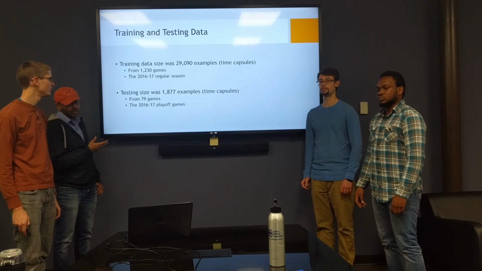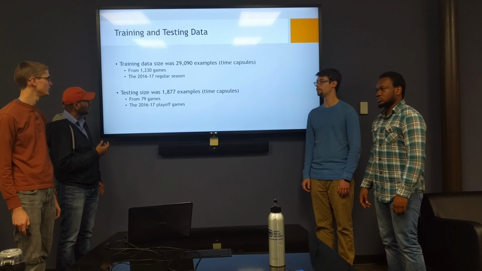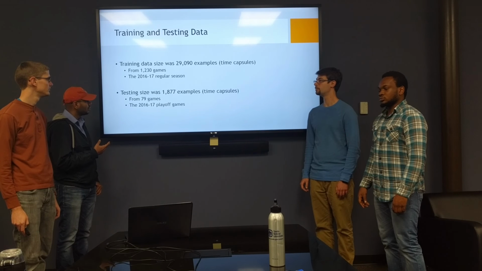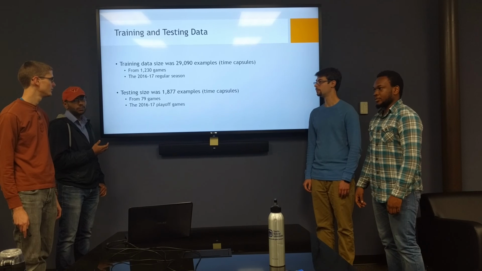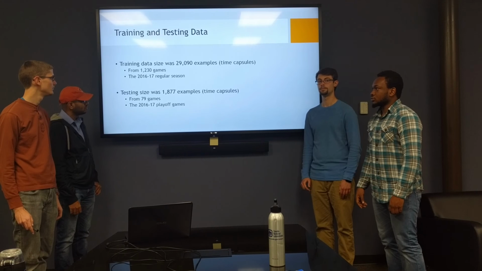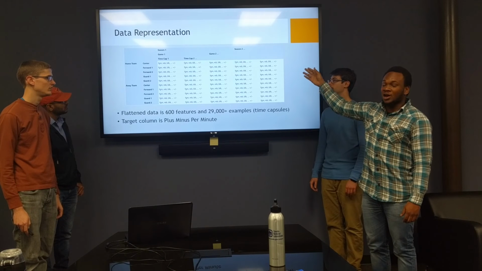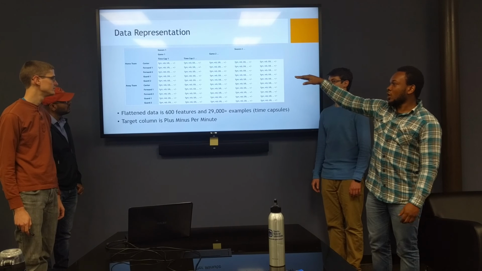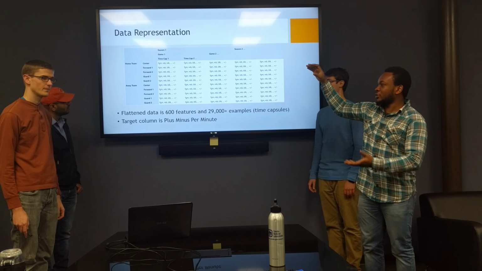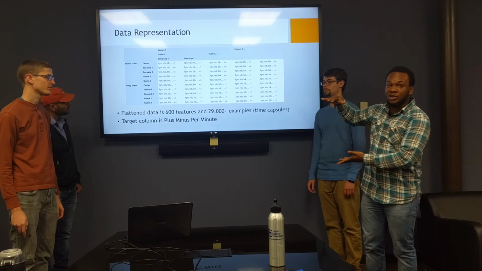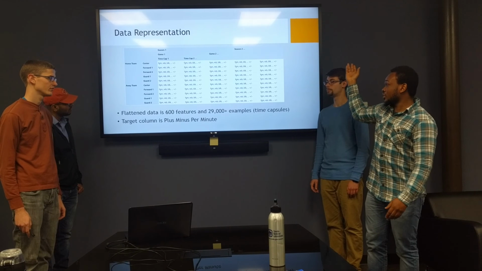So the training data that we use has about 29,000 examples from about 1230 games from the 2016 to 17 regular season. The testing data has about 1,900 examples from 79 games from the 16 to 17 playoff games. As you can see, this is the view from our model. On the columns we'll have the time capsules, and on the rows we'll have the features of the players. We do the home team first, then the features of the away team next. So for the rows we have 600 features by 29,000 examples.